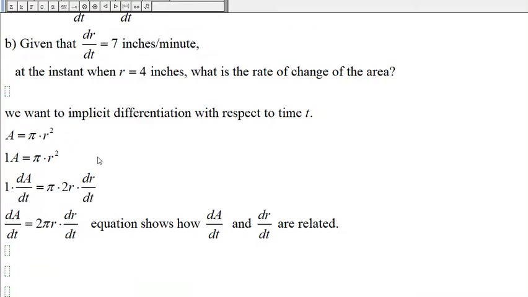We're given that the rate of change of the radius with respect to time is 7 inches per minute. So the radius is increasing at a rate of 7 inches per minute. At the instant when the radius is 4 inches, we'd like to know what the rate of change of the area is at that instant.